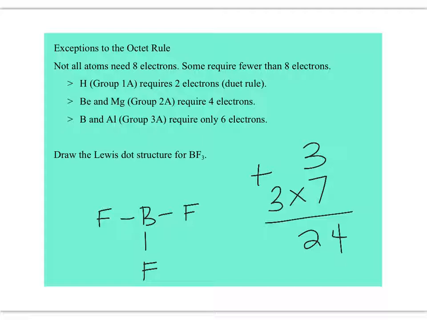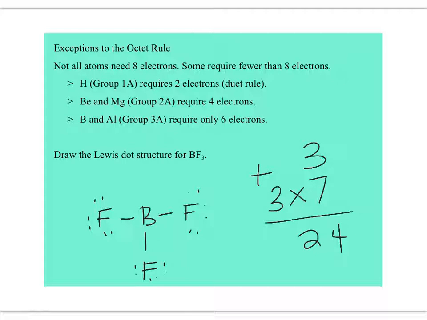And boron now has access to 3 shared pairs, or 6 electrons, and so that is all it needs. Later on we will discuss why that is. But we can now give the fluorines their octets. Each fluorine gets 3 lone pairs, and if you add up all of the electrons, that adds up to 24 valence electrons.